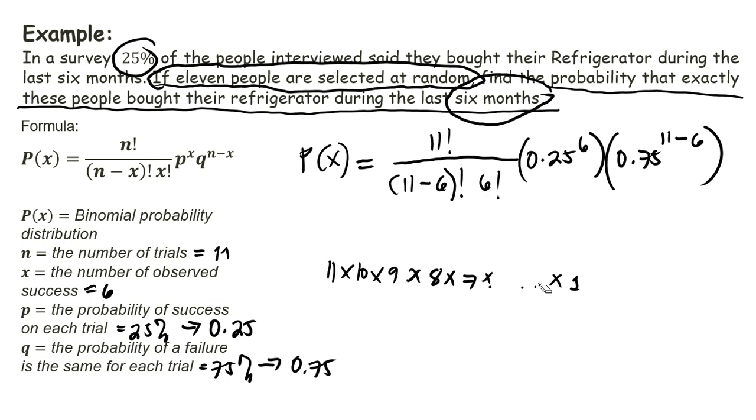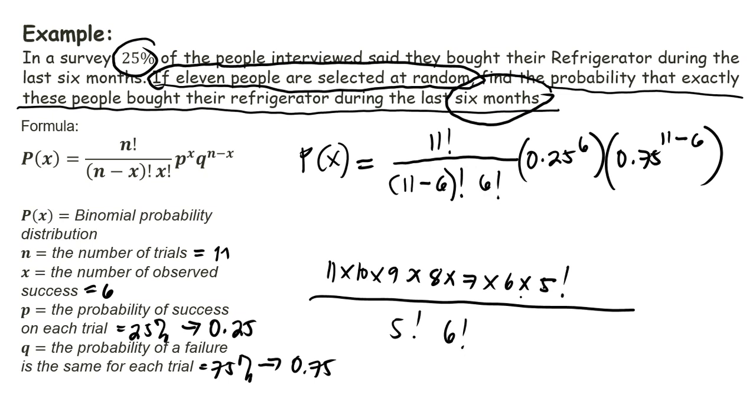So, pwede po ang gawin nyo ganito. 11 times 10 times 9 times 8 times 7 times 6 times 5 factorial. Kasi i-over nyo yan sa 5 factorial, 6 factorial. Cancel nyo na ngayon yung 5 factorial. So, si 6 factorial po, syempre ganun pa din.